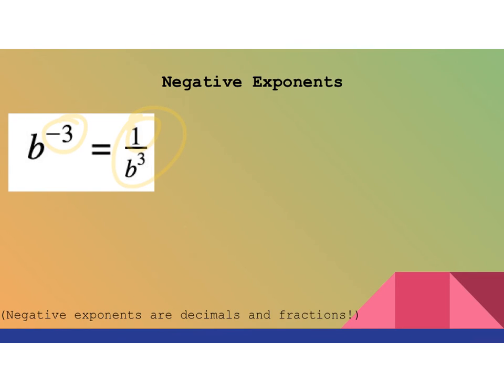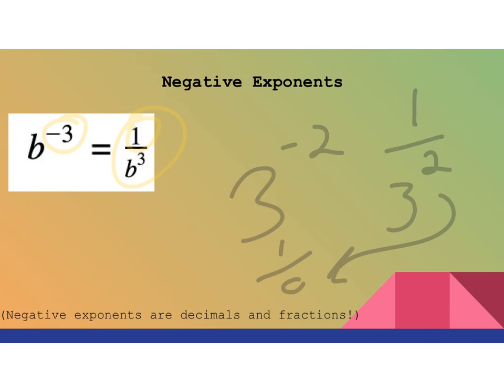If we have 3, let me find a different color here, one that's easier to see. We have 3, and let's raise that to the negative second. All right. That's going to be 1 over 3 to the second. And that's the same as, we bring this over here, 1/9. Pretty small, okay? 3 to the second is 9.